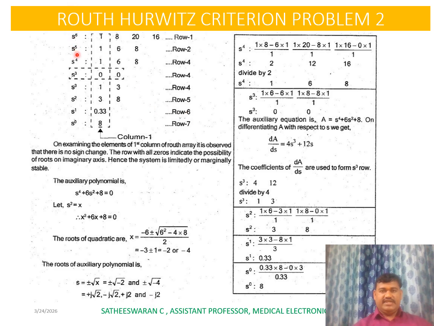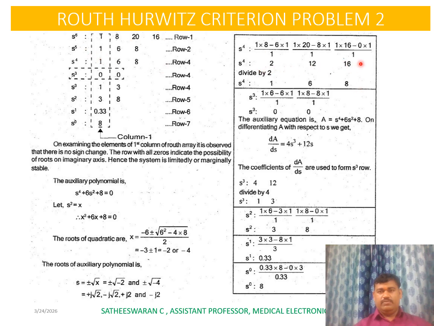The s power 6 and s power 5 rows can be written after dividing by 2: 1, 8, 20, 16 and 1, 6, 8. You have to compute the s power 4 row. Here 1 into 8 minus 1 into 6 divided by 1, 8 minus 6 is 2. Then again 1 into 20 minus 1 into 8 by 1, 20 minus 8 is 12. The last one, 1 into 16 minus 0 by 1, 16.